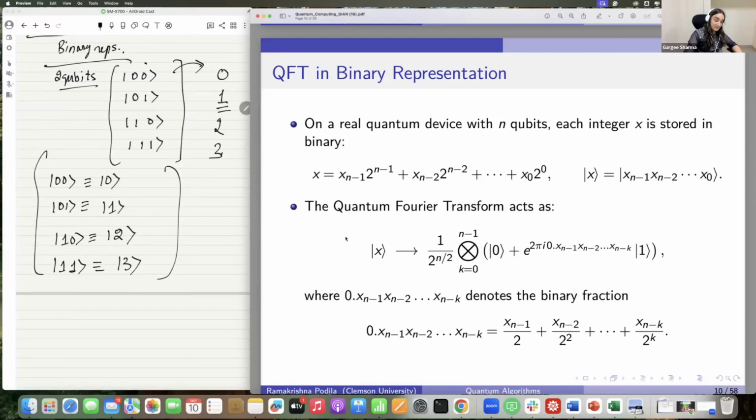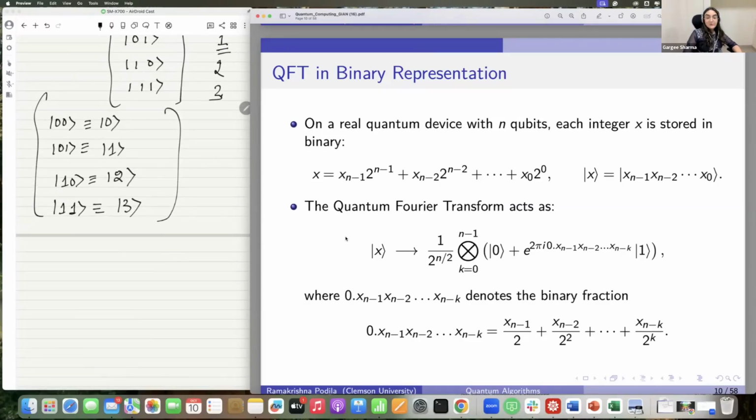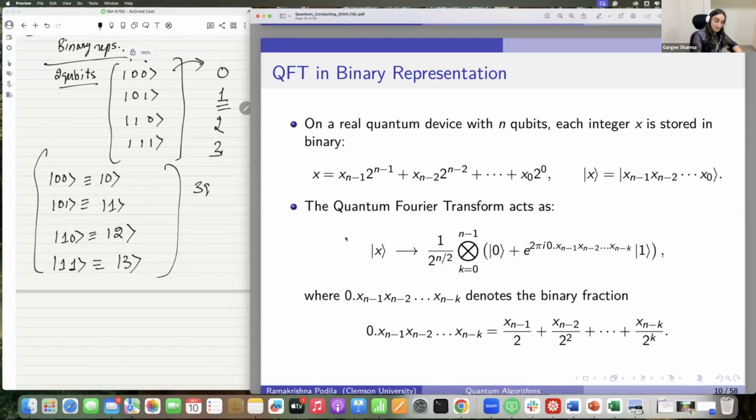So this is how I do it if I have more than one qubit. If I have 3 qubits, for example, then I can store the integers 0, 1, 2, up to 7. I can store a total of 8 integers, from 0 to 7, with 3 qubits. With 4 qubits, I can store from 0 to 15.